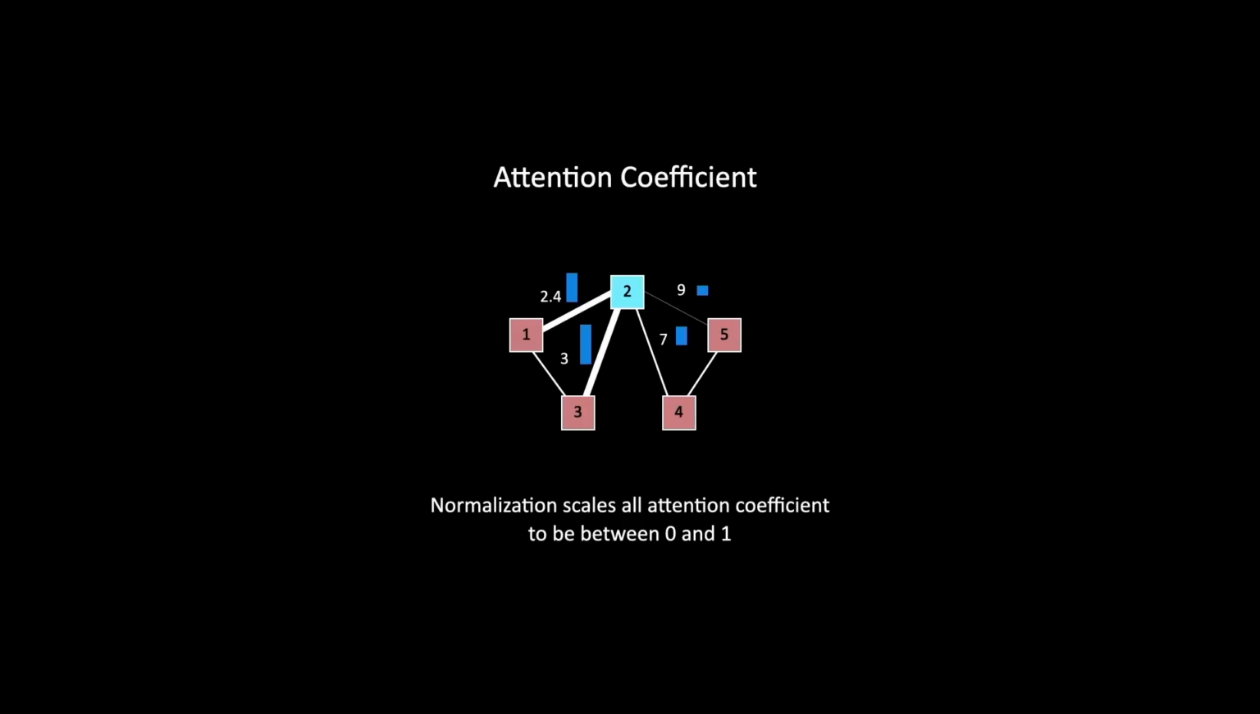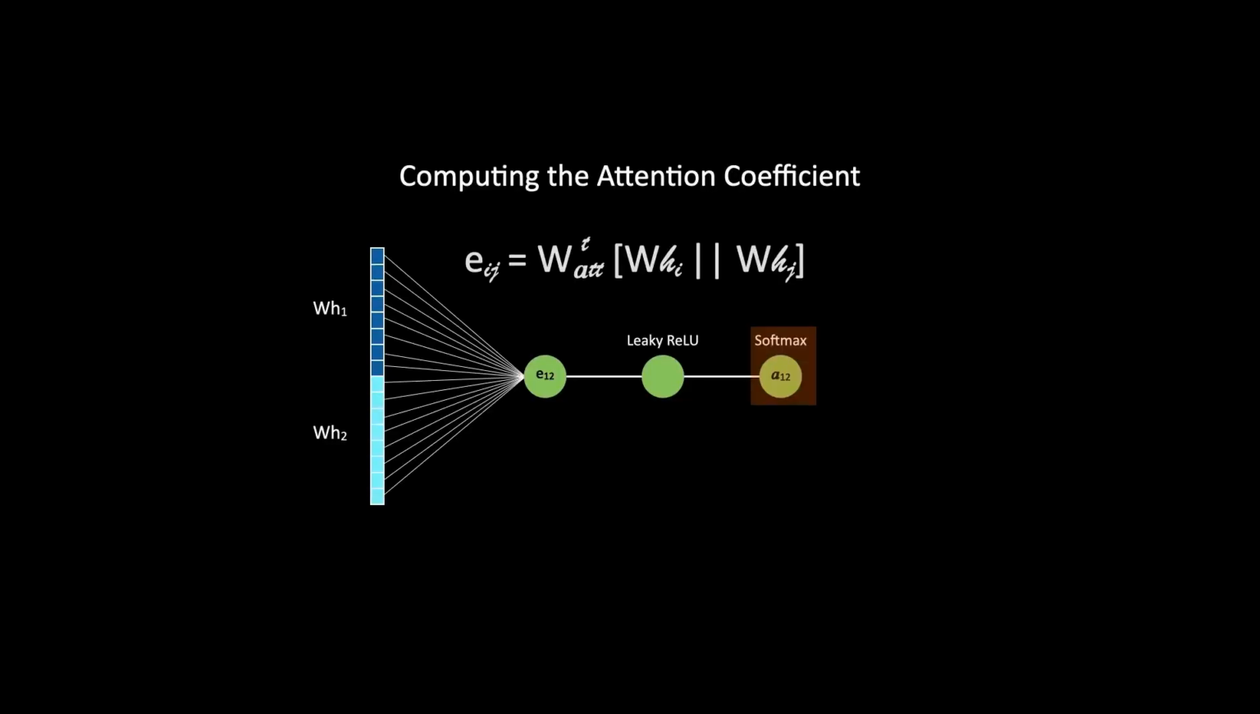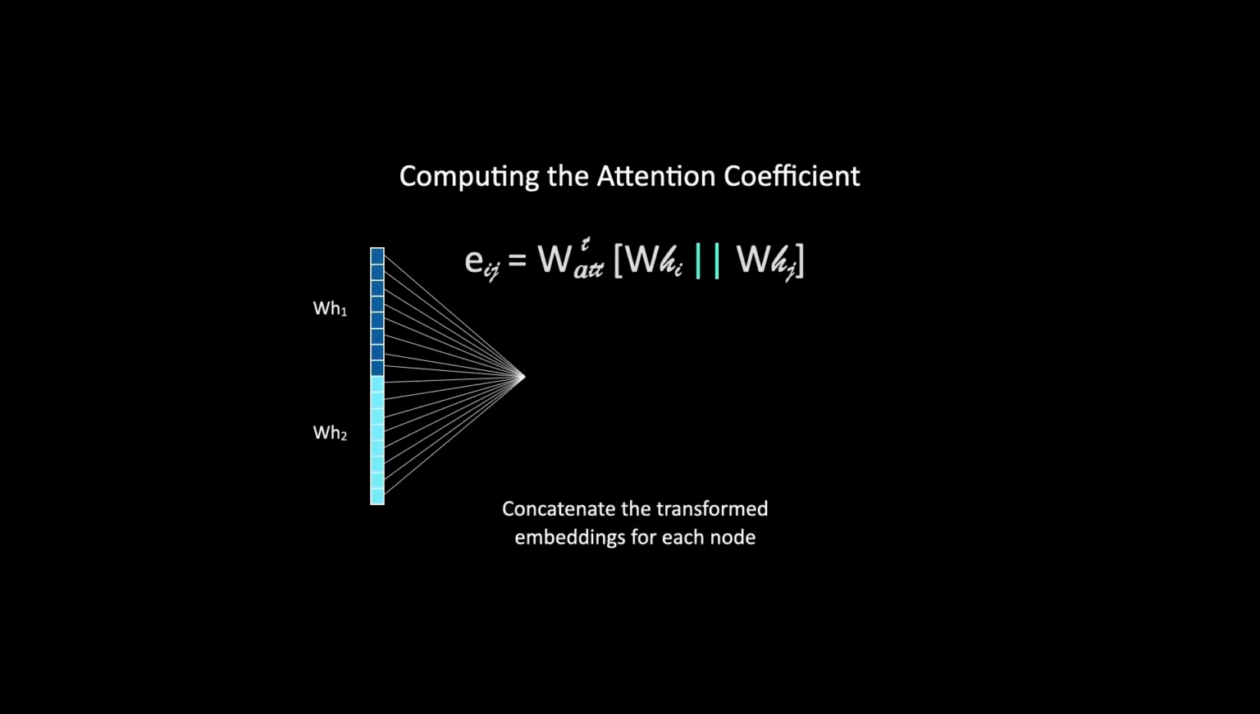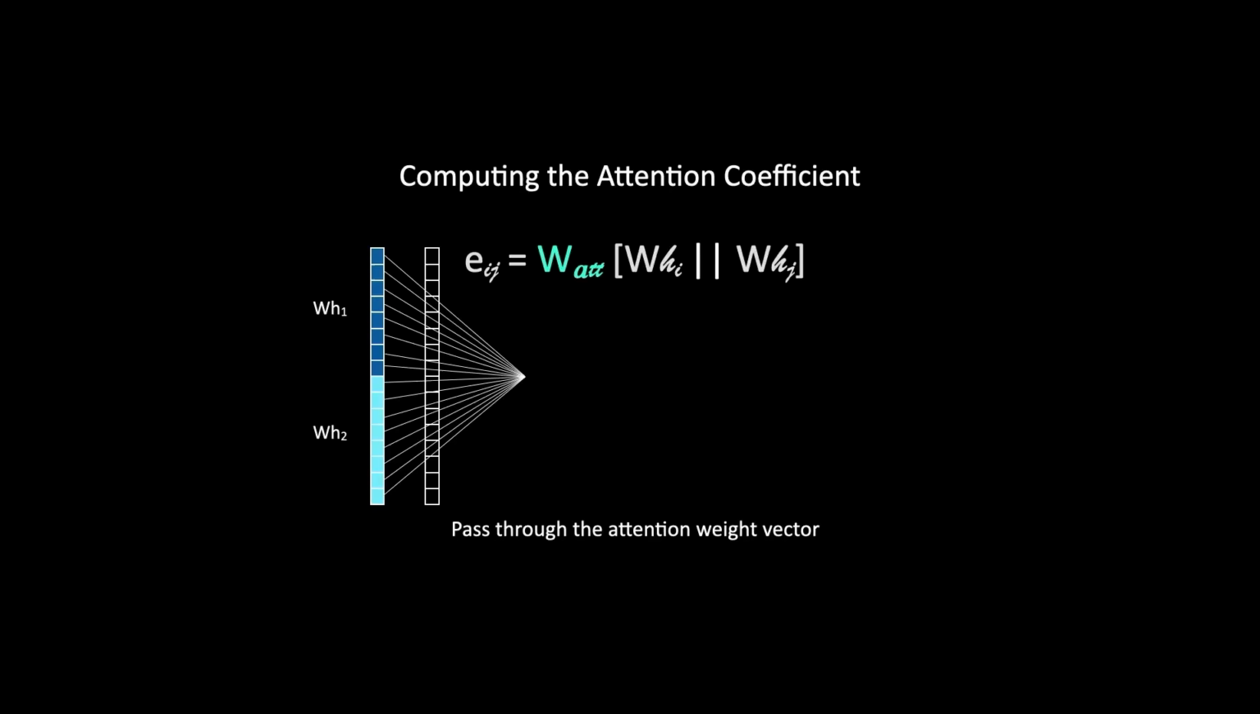So now, with this in mind, let's go back to seeing how the attention coefficient is computed. Now, here is the mathematical formulation of computing the attention coefficient, and here, of course, is a big picture overview. Let's see what happens here step by step. The input to the attention mechanism is the transformed embeddings for each node pair. These transformed embeddings are concatenated together, so this double pipe sign that you see represents concatenation. These concatenated embeddings are then passed through the attention weight vector. The attention weight vector is just a neural network layer of learnable parameters.